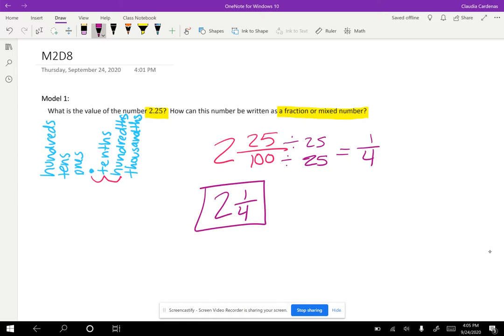Okay, so we know that these two numbers are equivalent. One is in the decimal format and the other is in a mixed number format. So now it's time for you to try one on your own.